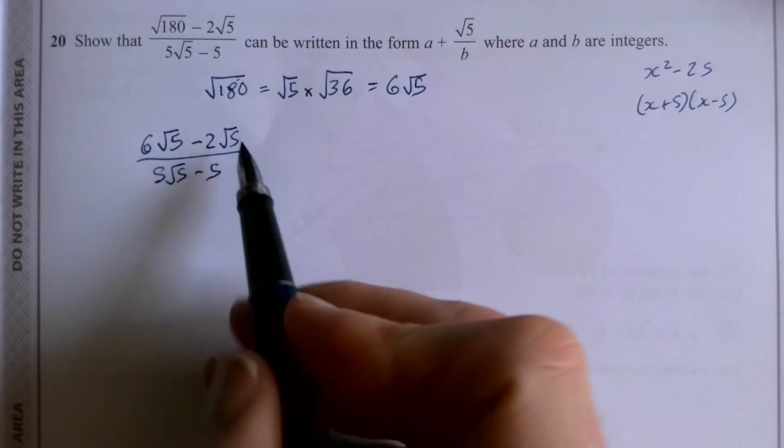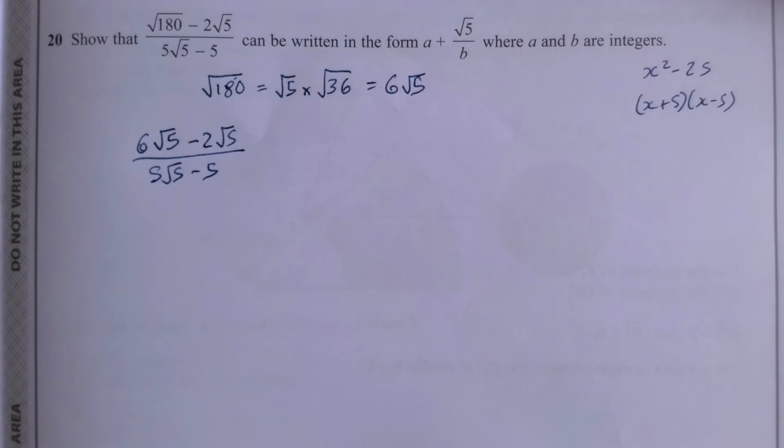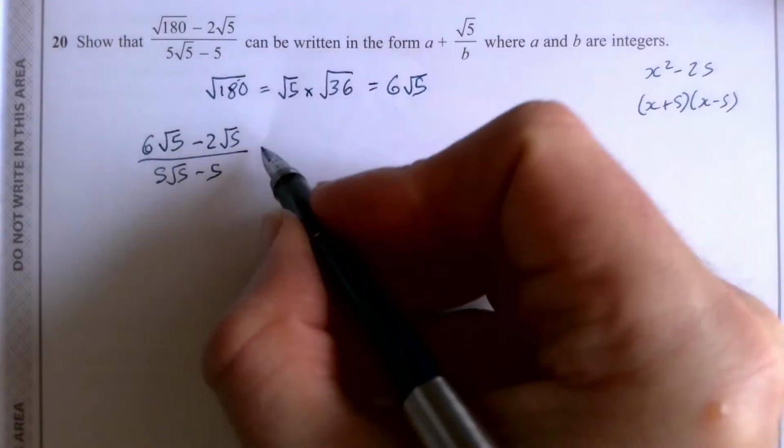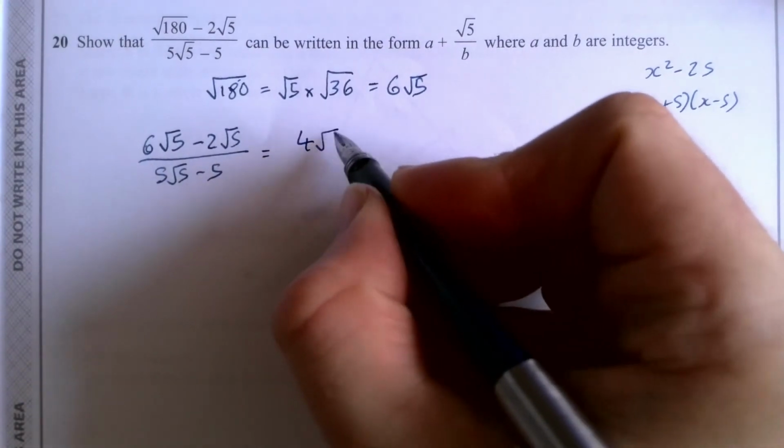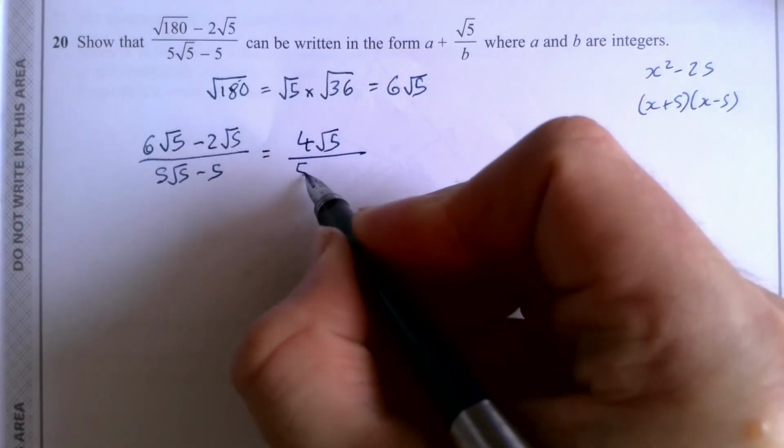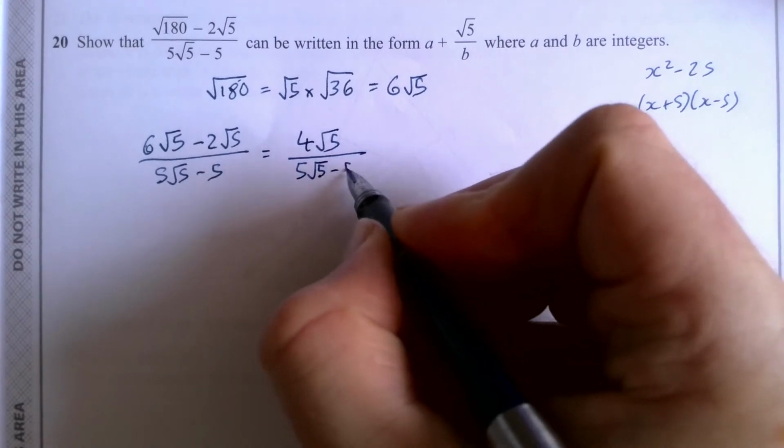Now this is just, it's a bit like algebra, this stuff of surds. We don't really know what the square root of 5 is. It's a horrible number, but we know if we times it by itself we get 5. So just think of it as x. 6x take 2x would be 4x, wouldn't it? So we've got 4 root 5 over 5 root 5 take 5.